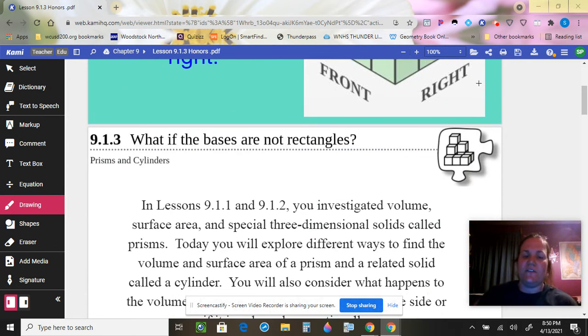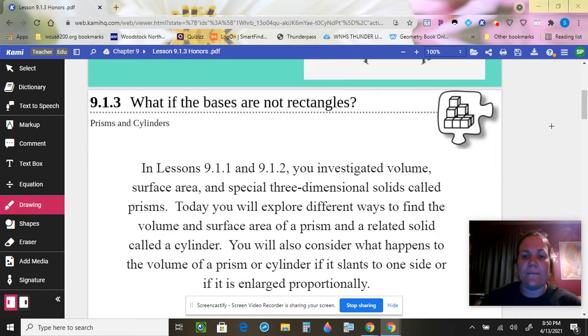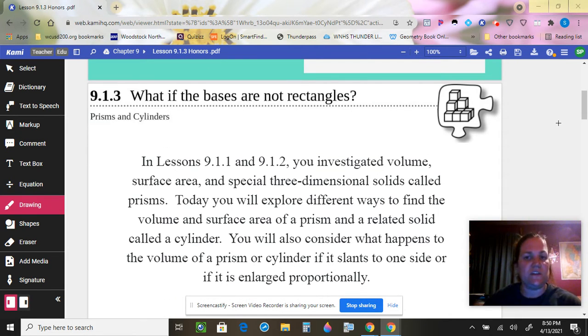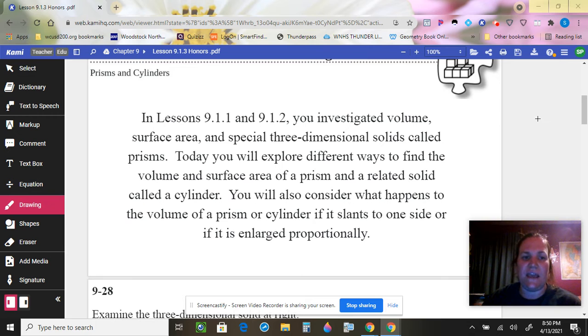I would like to see you guys have your notebooks out. You should be taking notes for 9.13. So we've been talking about prisms, and now today we're going to talk about cylinders. We're still going to be combining volume and surface area. So we talked about with prisms how we could take it and dip it in paint. So we're going to kind of continue on with that today.